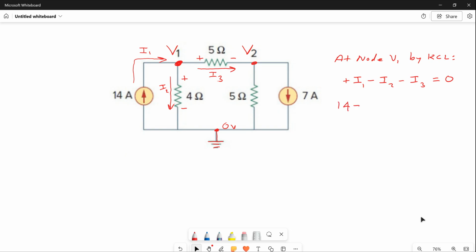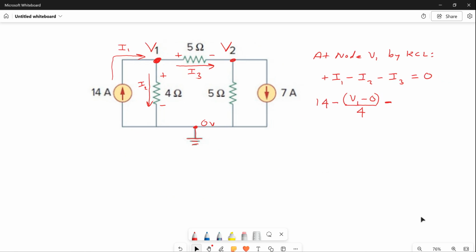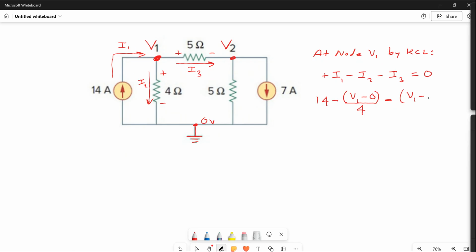Subtract I2. If you take a look, I2 is the voltage on the plus side, V1, minus the voltage on the negative side, which is your ground reference, 0, divided by 4. What's I3? I3 is the voltage on the plus side, V1, minus V2, the voltage on the negative side, divided by 5, and that's equal to 0. You clean that up and you get one linear equation with two unknowns.